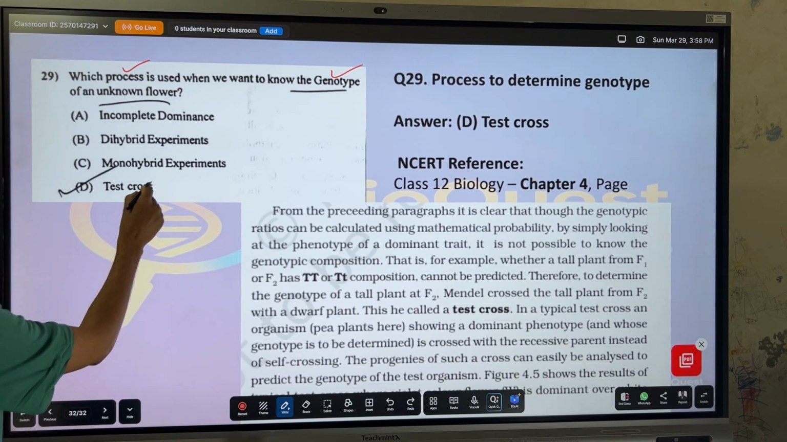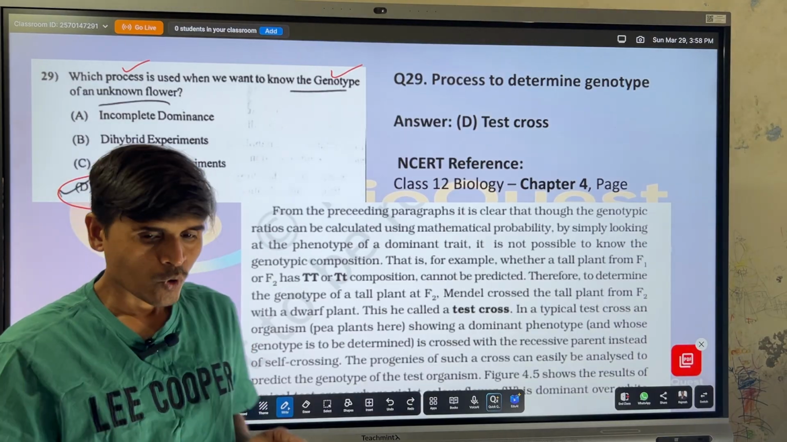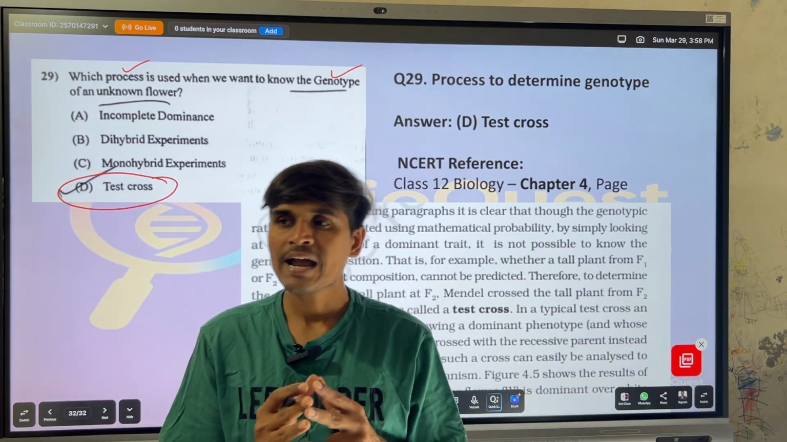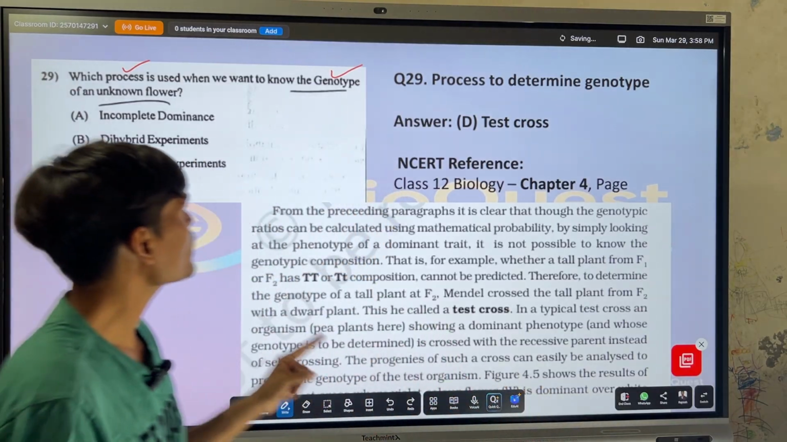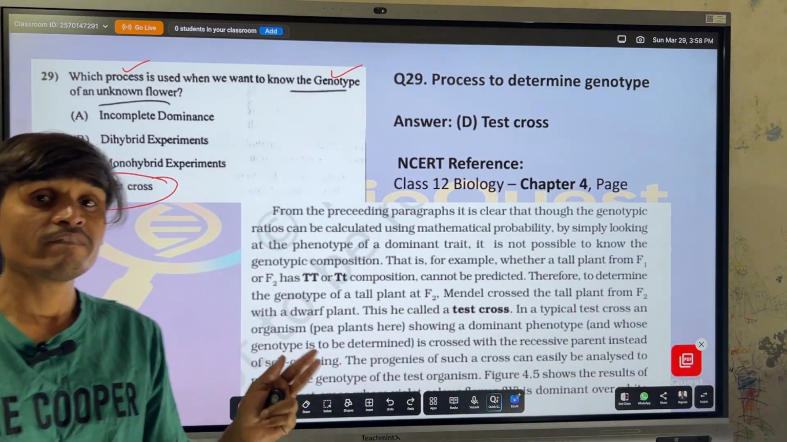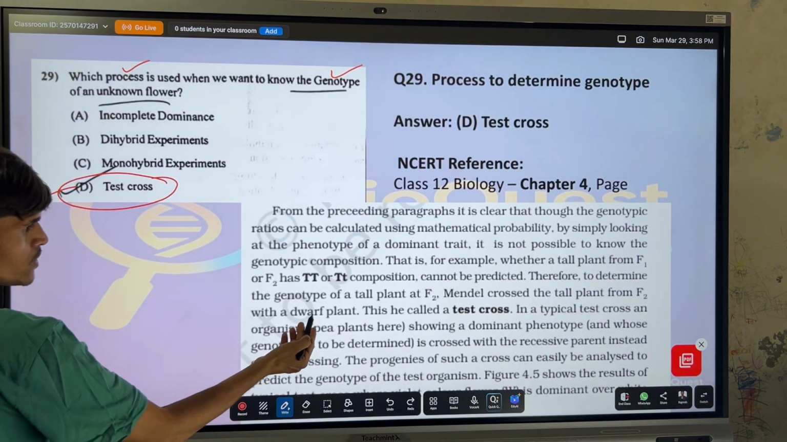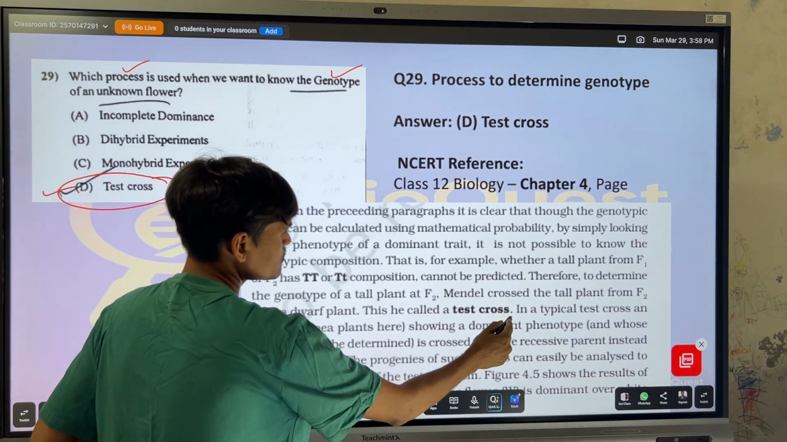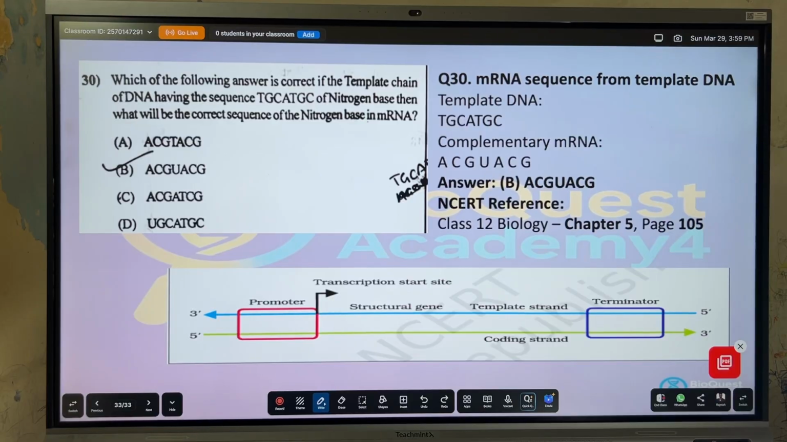Now here the answer is test cross. If you remember, when you know the phenotype and you want to know its genotype, then what we do? We do test cross. So answer is test cross. Next question 30.